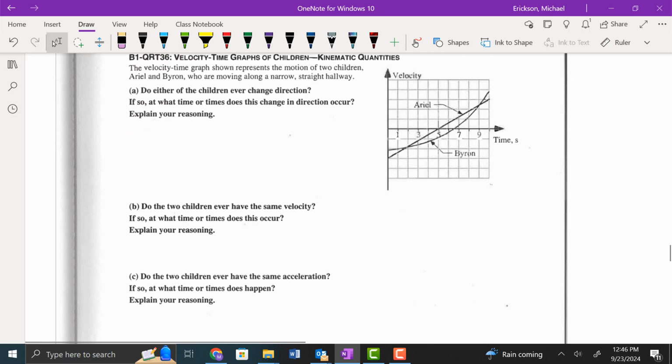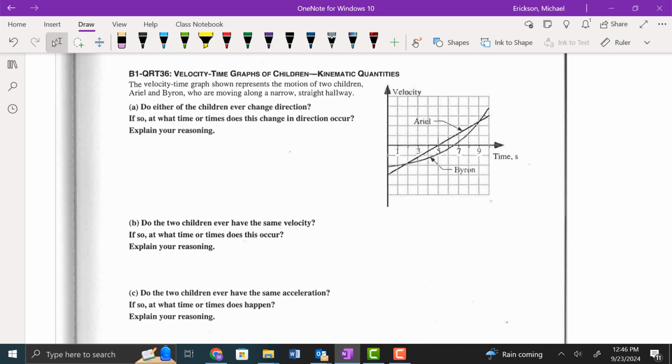So we have this velocity time graph. All right, this is tricky. We've seen Ariel's movement. It's a linear line on a velocity time graph. What this means is constant acceleration. What Byron is doing is not constant acceleration. This object is changing its speed. The amount its speed changes is changing.